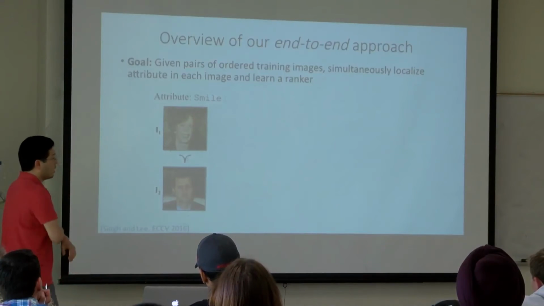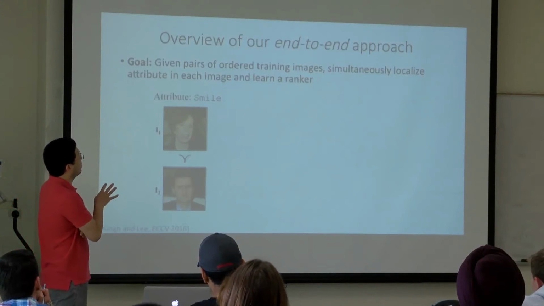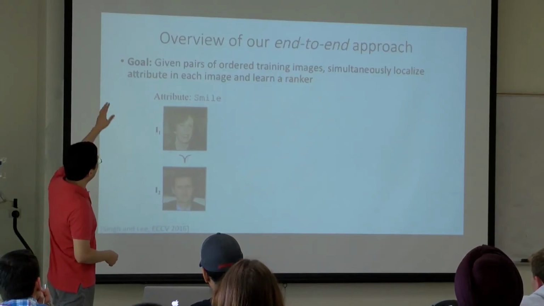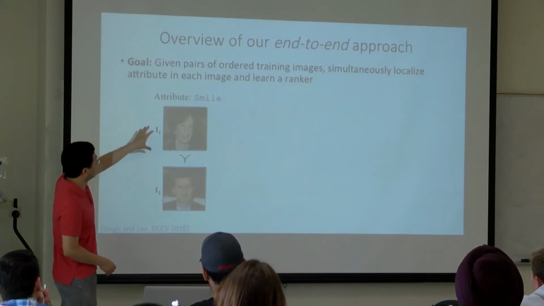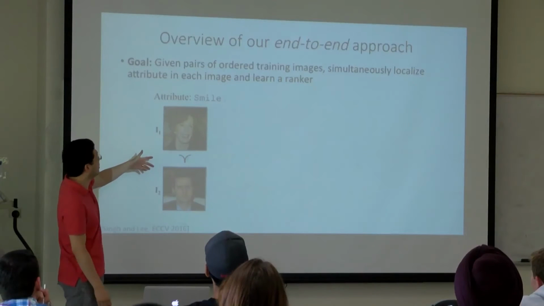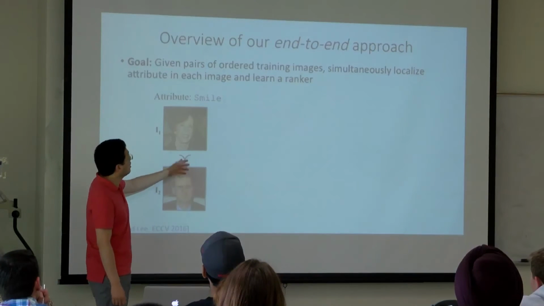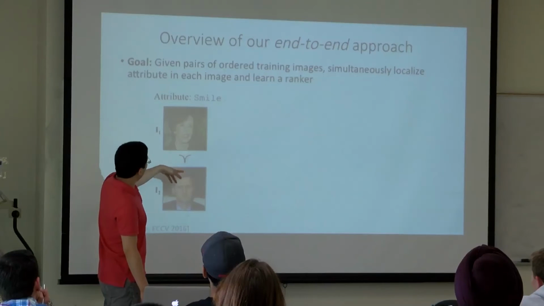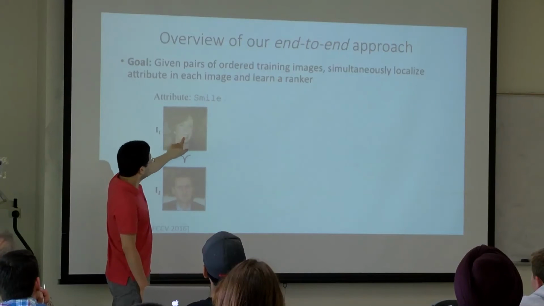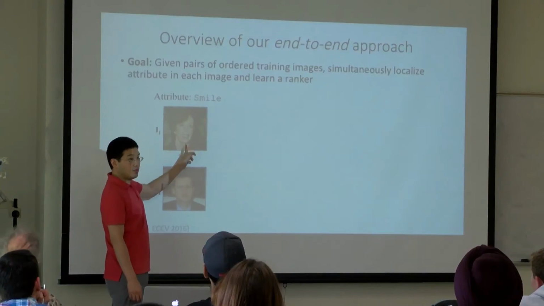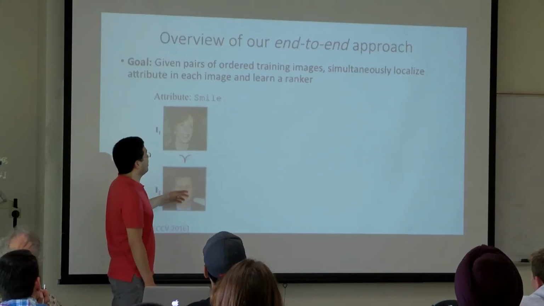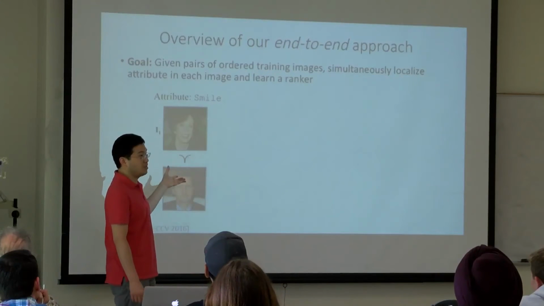Let me give an overview of what our system looks like. The goal is, given pairs of ordered training images, say person A is smiling more than person B, we want to create a system that can automatically localize where that attribute lives in each image, and at the same time say how much the person in that image is smiling.